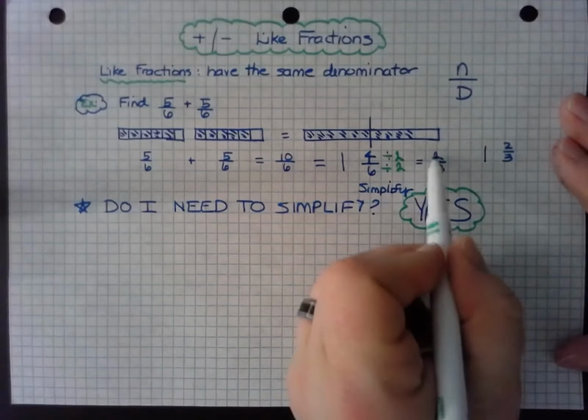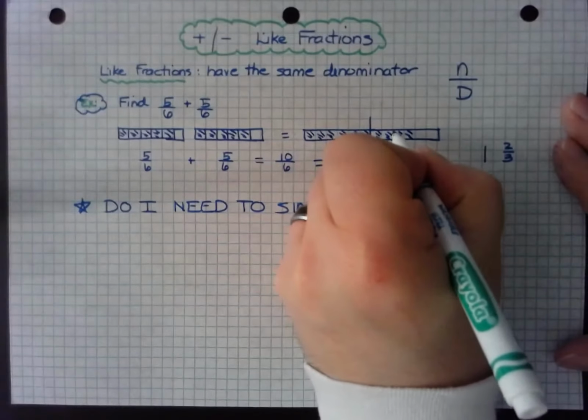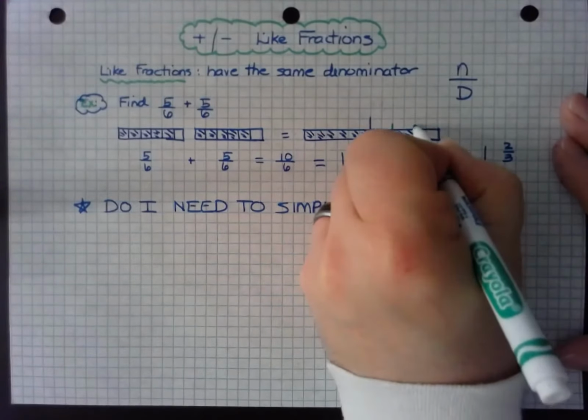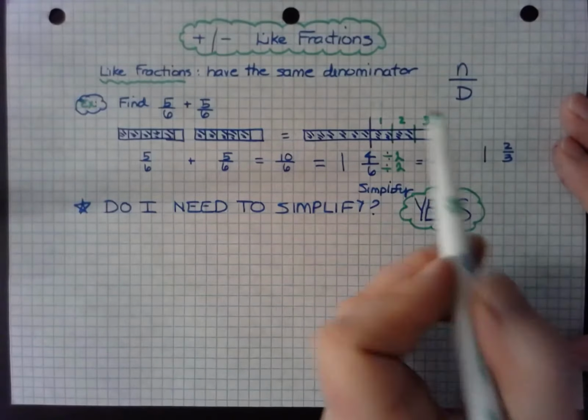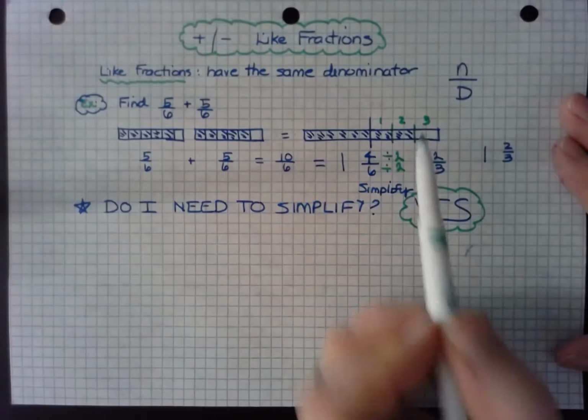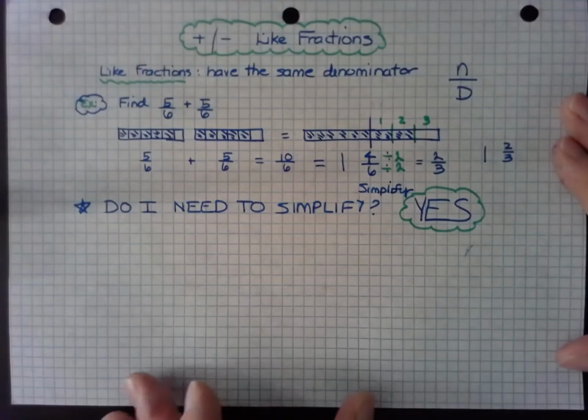Let me show you where this 2/3 shows up in your fraction bar. If I broke this up into 1, 2, 3 parts, you'll notice that 2 of the 3 parts is filled in. And so that's why 4/6 is the same, or equivalent, to 2/3.